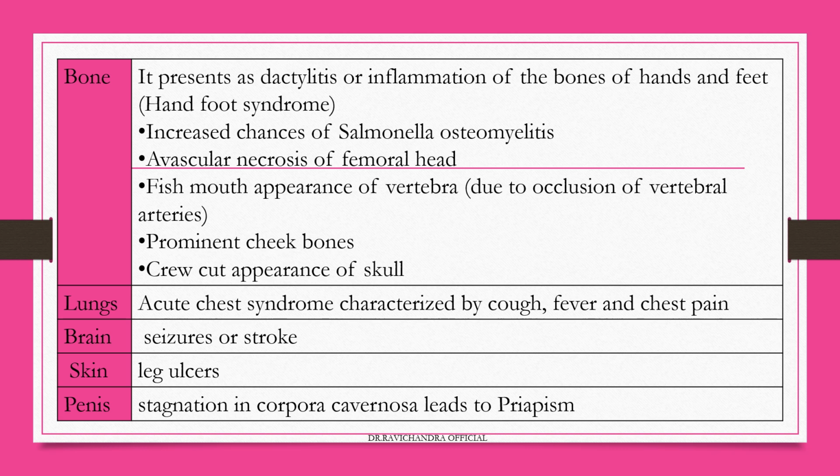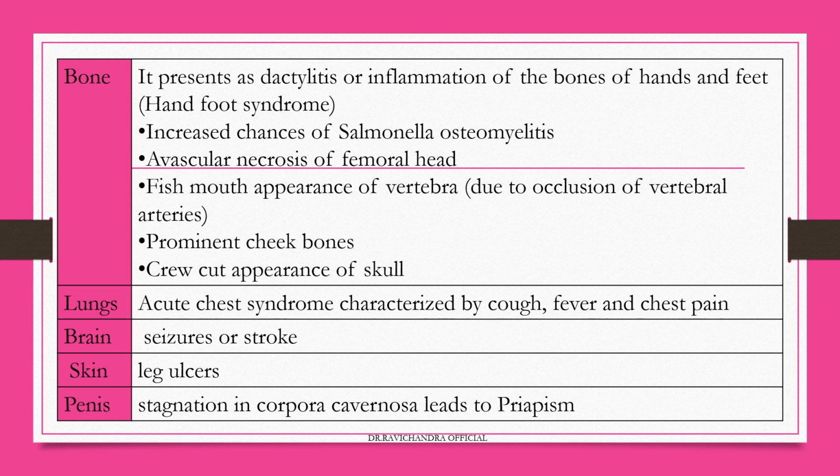Fish mouth appearance of the vertebra due to occlusion of vertebral arteries is seen. There will be prominent cheekbones, and there is a crew cut appearance of the skull. In the exam, they may ask you: fish mouth appearance of vertebra is seen in sickle cell anemia. Crew cut appearance of skull is seen in sickle cell anemia.